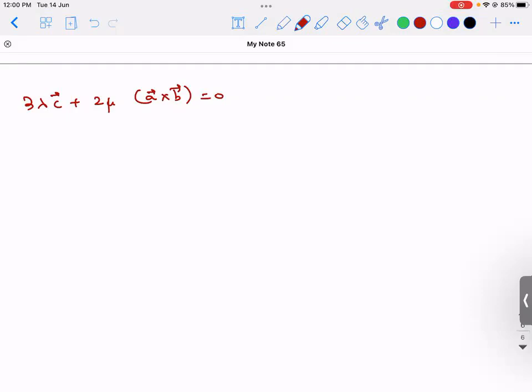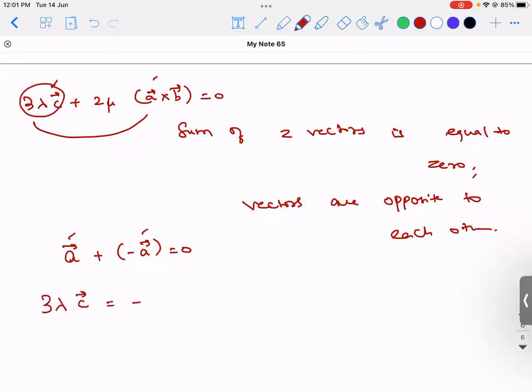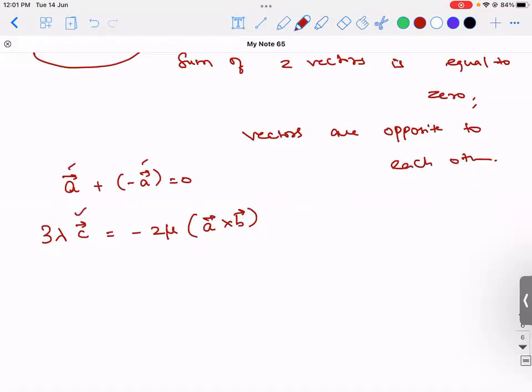See, one thing I can conclude is, if the sum of two vectors is equal to zero, then you can say that the vectors are opposite to each other. Is it clear? Because yesterday we saw in one property, A vector plus negative of A vector is zero. Under the zero vectors property, we saw this, right? Say this is one vector, 3 times lambda C vector is equal to minus 2 mu times A vector cross B vector, then what I can conclude is C vector is equal to negative of A vector cross B vector.